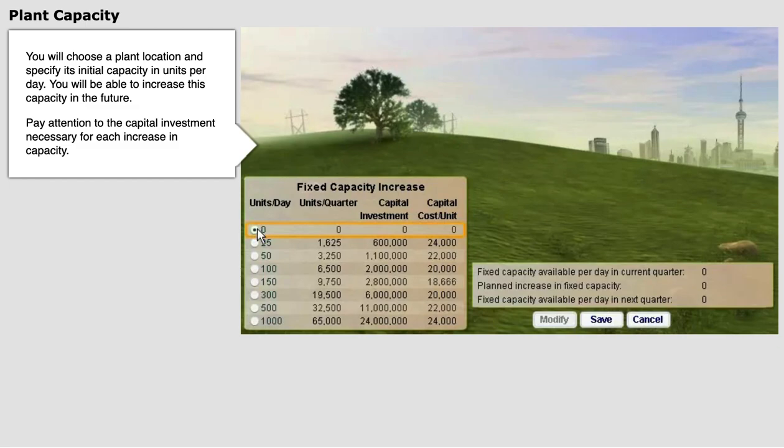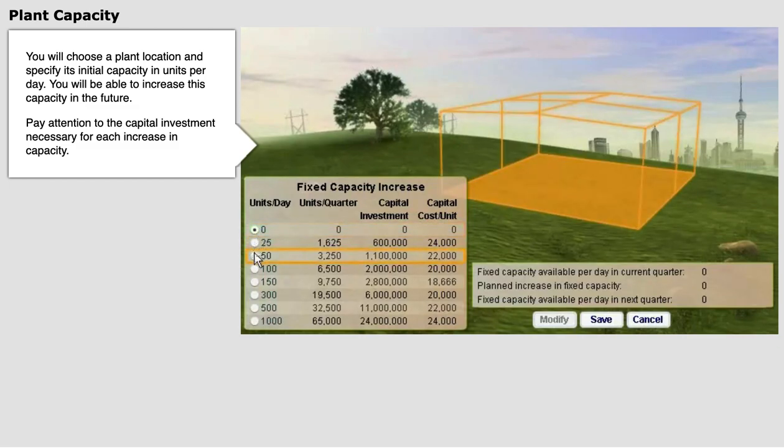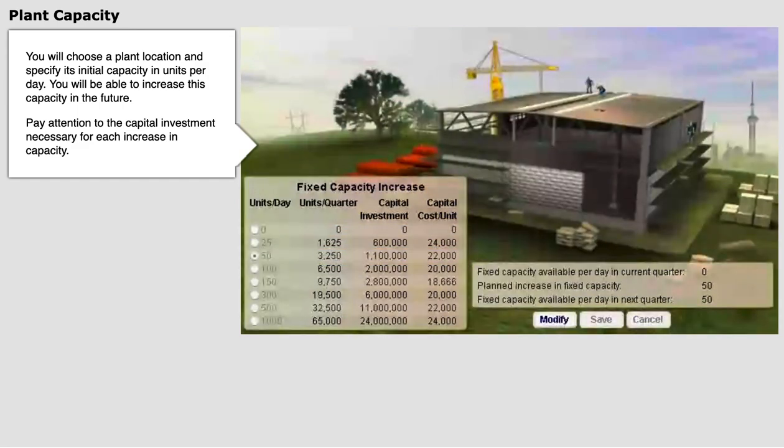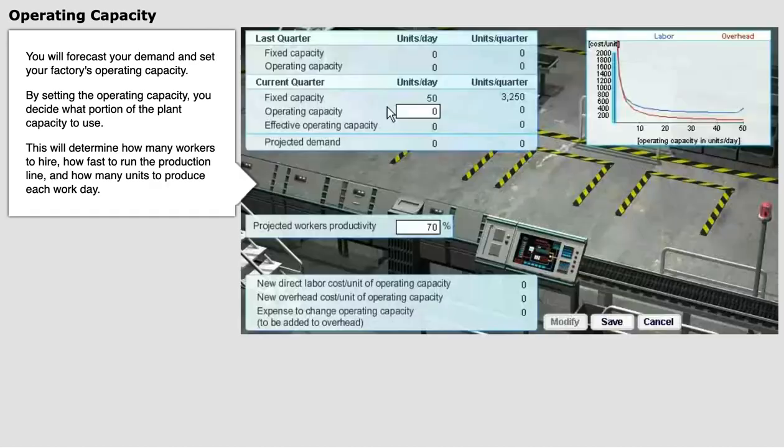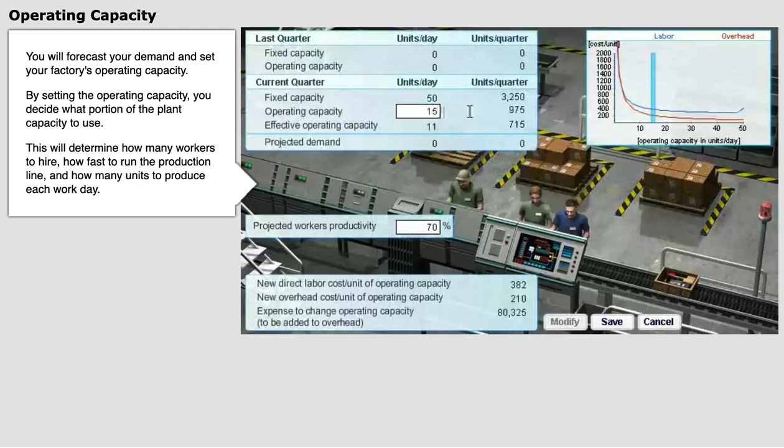You will choose a plant location and specify its initial capacity in units per day. You will be able to increase this capacity in the future. Pay attention to the capital investment necessary for each increase in capacity. You will forecast your demand and set your factory's operating capacity.